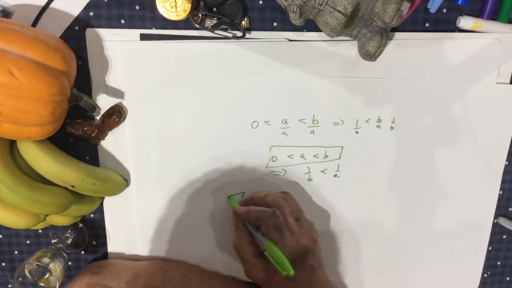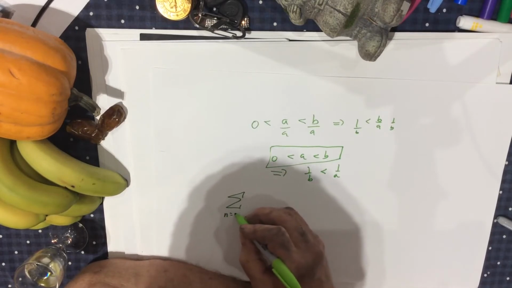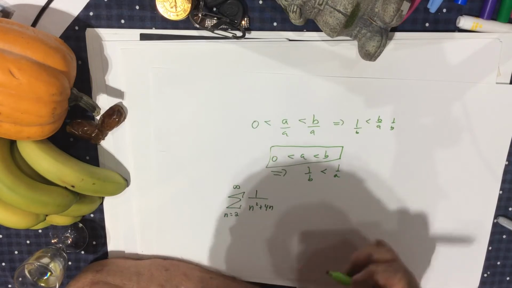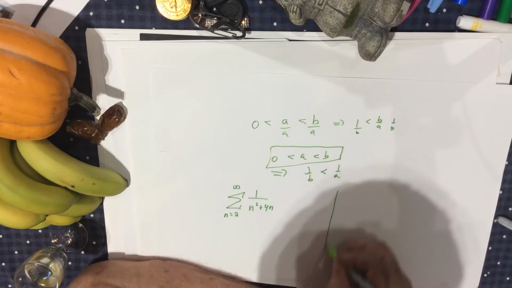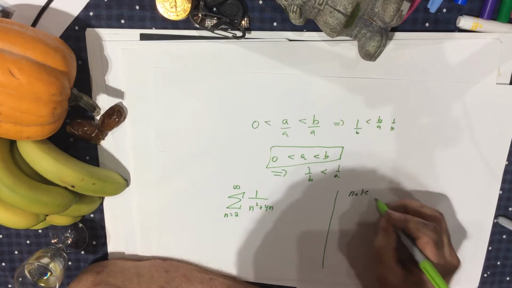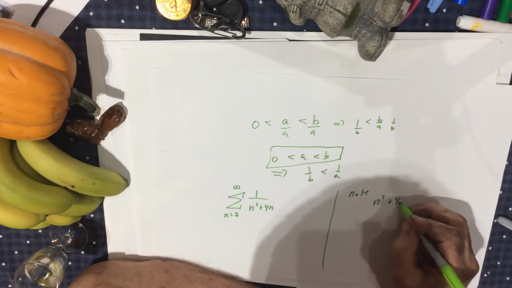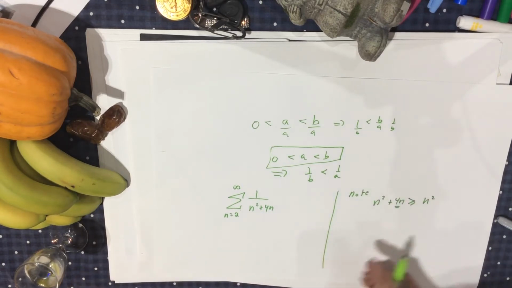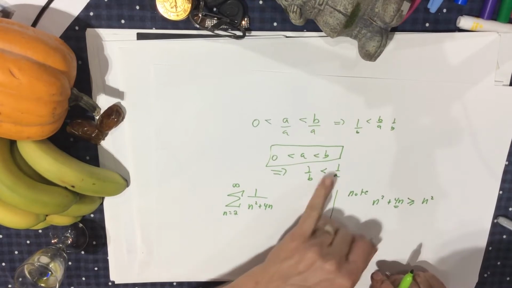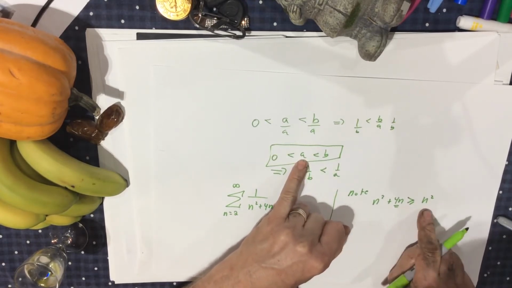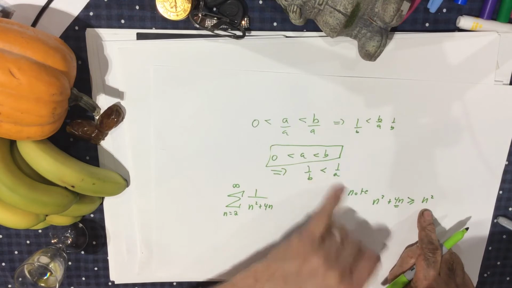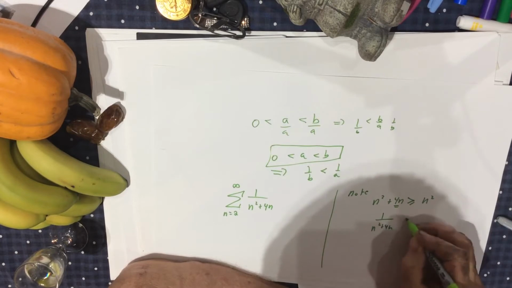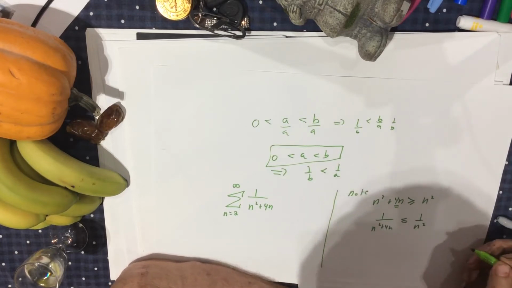So let's look at that one series I wrote down, the sum from n equals 2 to infinity of 1 over n squared plus 4n. Off to the side here I want to note, n squared plus 4n is bigger than or equal to n squared because we've added a positive number to the n squared. Well, b is bigger than a, so 1 over b is less than 1 over a. So 1 over n squared plus 4n is less than or equal to 1 over n squared.